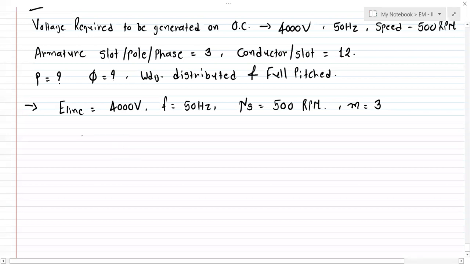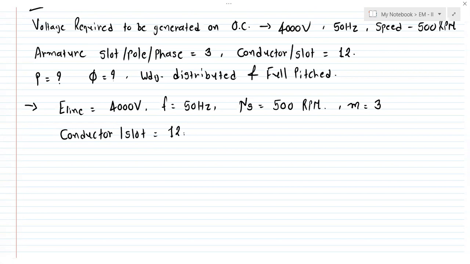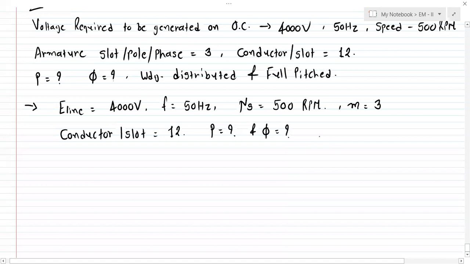And we have conductor per slot equal to 12. Now what we have to find is P and flux per pole phi. And here it is given that my coil is full pitch. Full pitch, what does that mean? My pitch factor for full pitch winding is 1. So my Kp is equal to 1.